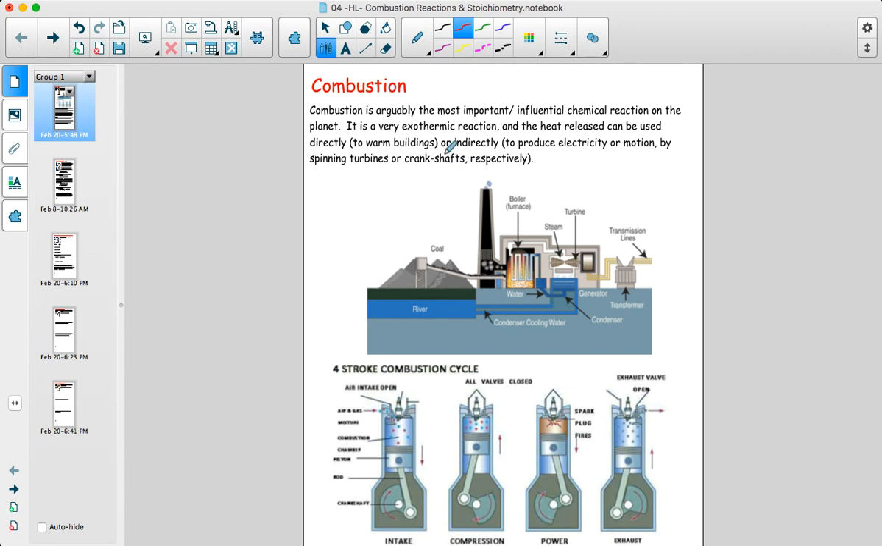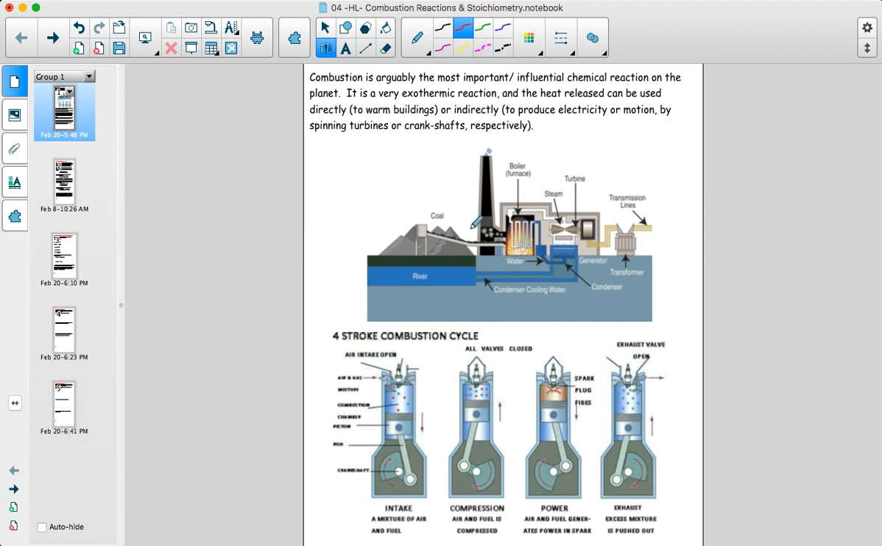So it's very exothermic reactions. And that heat can be used directly to warm buildings, or it can be used to spin things, which can create electricity or can create actual motion. So like if you're burning coal as your fuel source and you're combusting it, the heat from the coal burning is used to create steam, which causes turbines to rotate, which creates electricity.